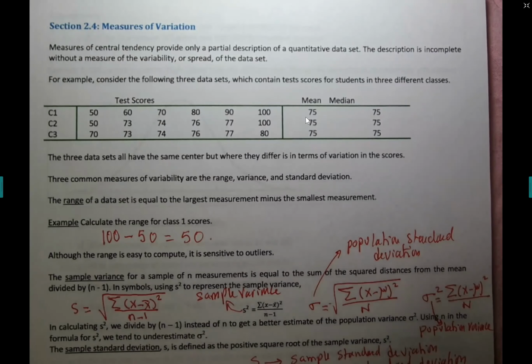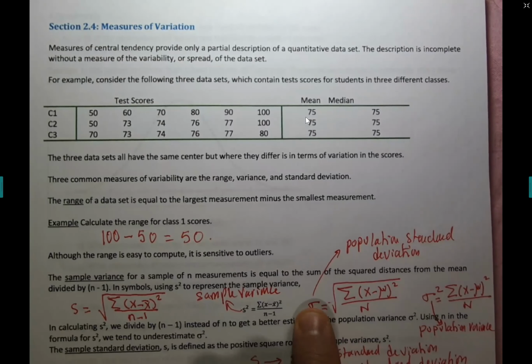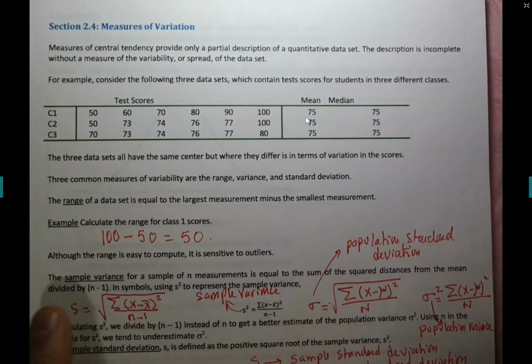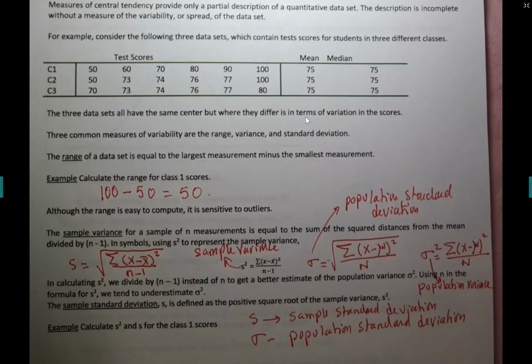Again, if you ask me what's the difference, guys, if you have a sample, we label it as S. If we have a population, we label it as sigma. Most of the time we work with samples, so it's very likely you'll be finding S. The calculator is programmed to find both of them, and you just select the correct answer. This is called sigma, guys. This is a Greek letter. Sigma stands for population standard deviation, and S stands for sample standard deviation. And I put the definition right here, guys.